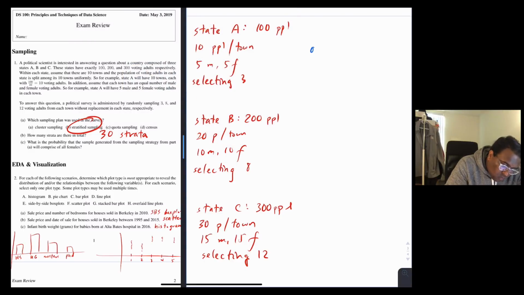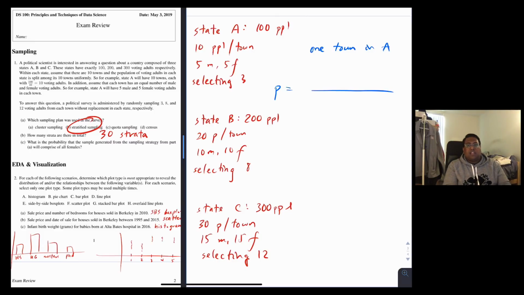So one town in A. What's the probability that this happens? Well, it's the number of ways we can sample 3 females divided by the total number of ways we can sample 3 people from this town. How many people are in each town in state A? 10, and we're selecting 3 of them. So the total number of ways that this can be done is 10 choose 3.